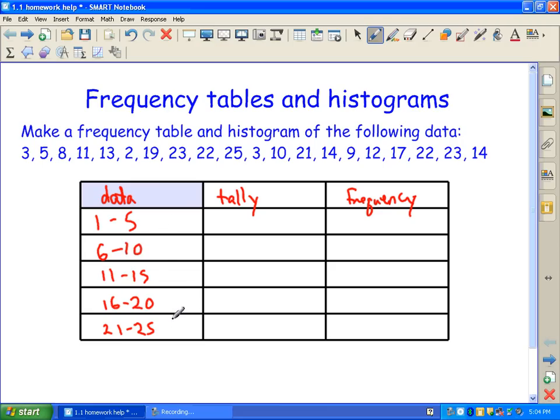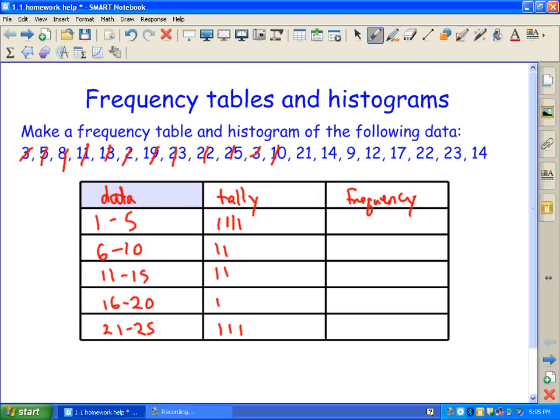Once I have made up my intervals, then all I have to do is go through my data and mark them in the correct interval, using tally marks. So the 3 would go here, and so would the 5. 8 goes down below, and I'll notice that I am crossing these off as I go because I want to make sure that I don't miss any, and I want to make sure that I don't count any twice. So when I'm going through my data, I always cross them off while I'm doing this.